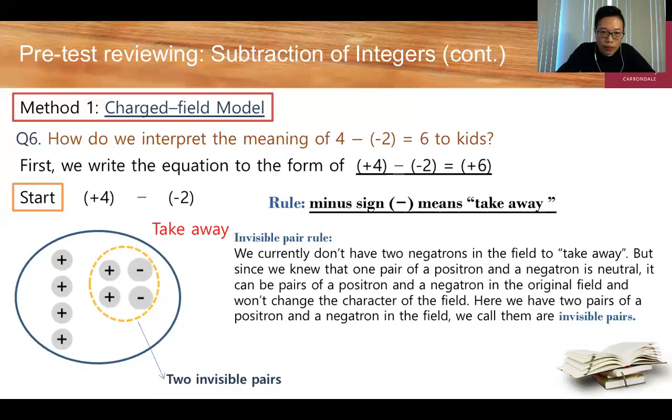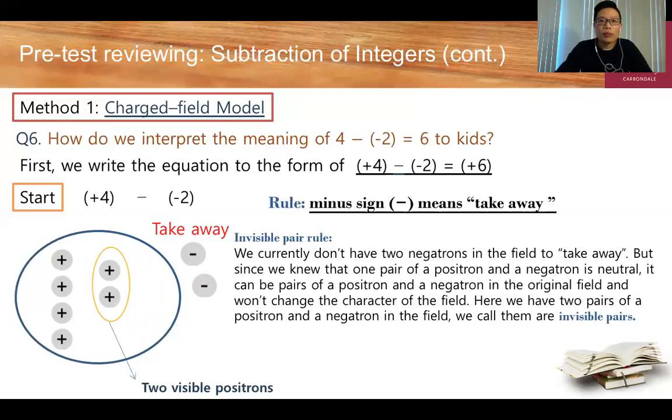Okay, again, because we take away these 2 electrons from the field, from the pairs, we break the pairs. So the 2 positrons left here will be visible positrons. Okay, these 2 pairs were visible in the field.